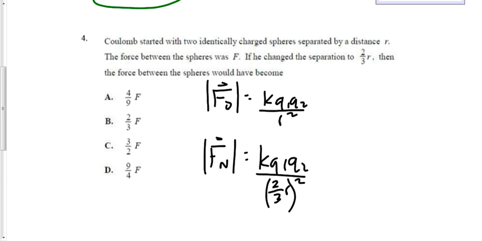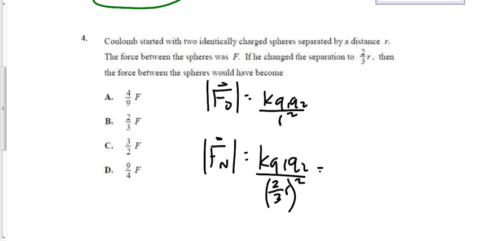You're not squaring R. You're squaring the distance. You're simply representing the distance by R. We're still squaring the distance, but my distance is now not R. It's 2/3 R. So we're not saying 2/3 times R squared. We're saying 2/3 R, squared. Does that make sense? We're squaring the whole thing because the distance is 2/3 R.